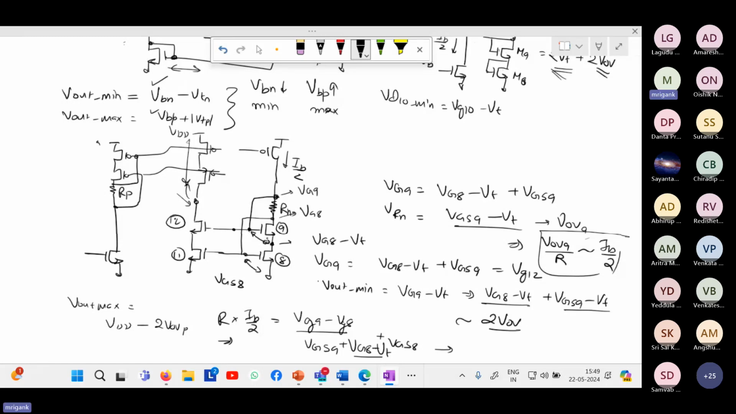We have to make sure that under all process corners, M8 and M9 are not entering into triode. So we can simulate for all corners and make sure that R is such that M8 and M9 are not entering into triode for the worst case scenarios.